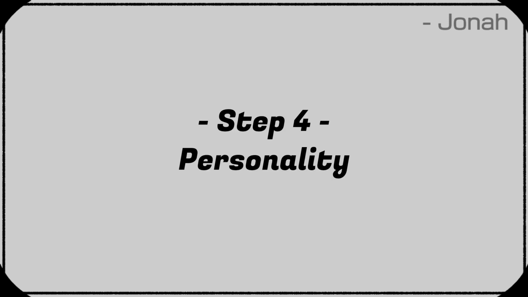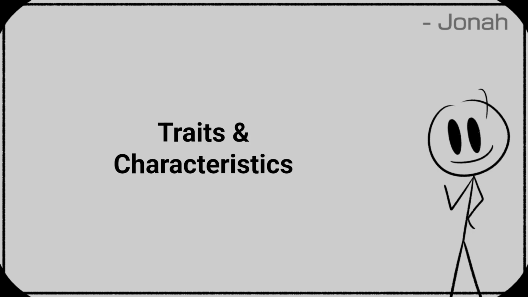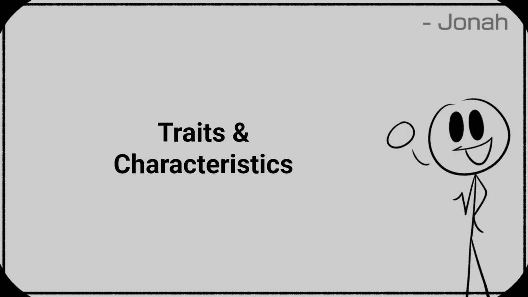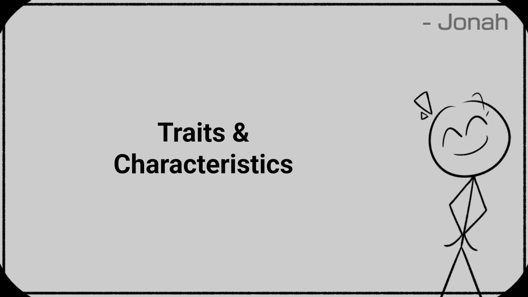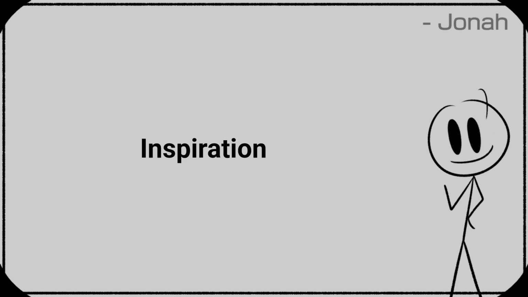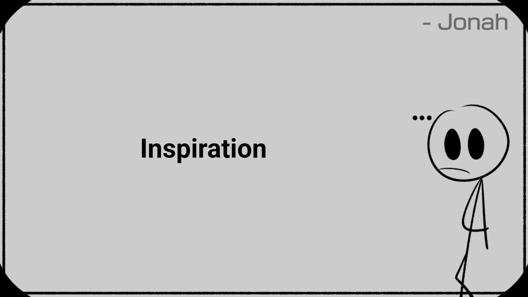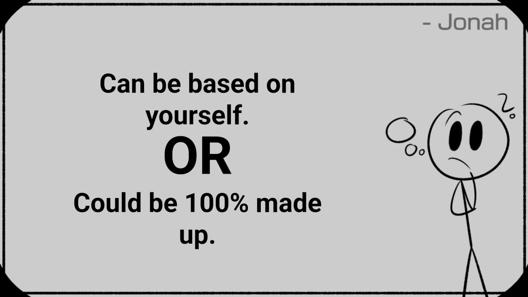Step 4. Personality. Now we can get to the juicy stuff. To really start building your character, you should give them some characteristics. To get the ball rolling, you could start by listing some words that might describe them. You might even start coming up with these things left and right. Looking for inspiration isn't a bad idea either, just try not to copy off of anything. When coming up with their personality, they could be based on you or completely made up.